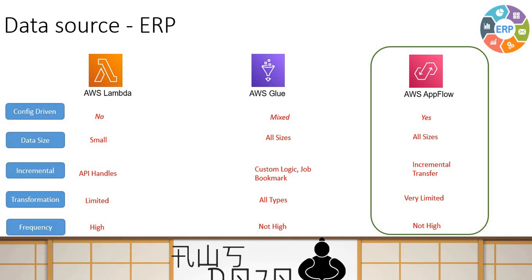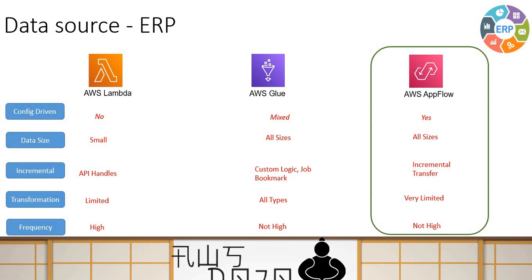It is totally configuration driven. It can handle incremental data. It can handle all types of data sizes. So AppFlow really suits when it comes to talking to applications or ERP systems. But AppFlow has a limitation, and that is the number of applications it supports at this point of time. Though that list is increasing, if I compare how the supportability list was looking three months back to now, the list is growing. So it will grow for sure in the future.